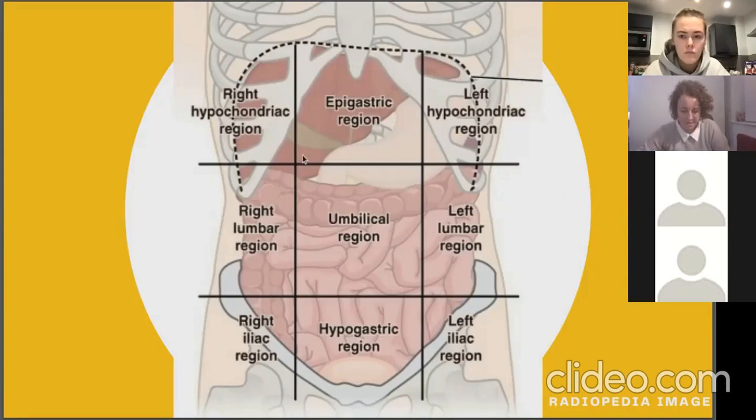So the first question is, a 70-year-old female has a 1-week history of left iliac fossa pain associated with diarrhea.